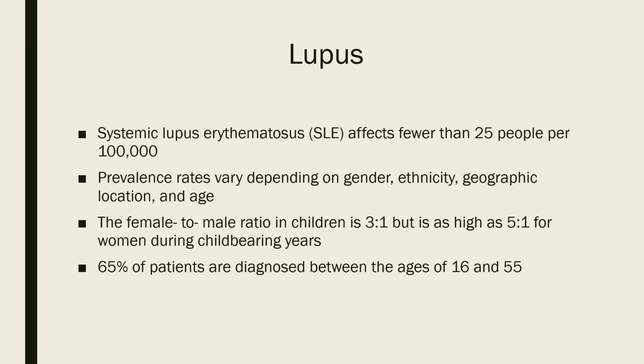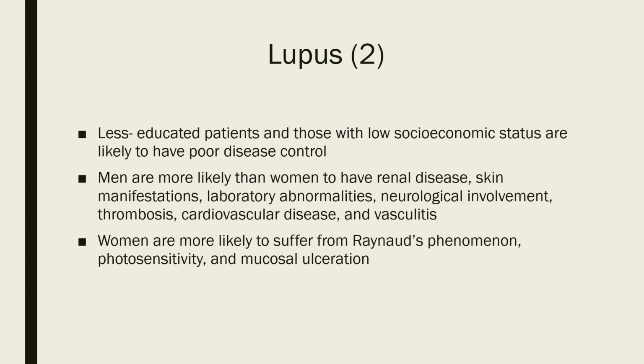And 65% of patients are diagnosed between the ages of 16 and 55. Less educated patients and those with low socioeconomic status are likely to have poor disease control. Men are more likely than women to have renal disease, skin manifestations, laboratory abnormalities, neurological involvement, thrombosis, cardiovascular disease, and vasculitis. So women are more likely to suffer from Raynaud's phenomenon, photosensitivity, and mucosal ulceration.